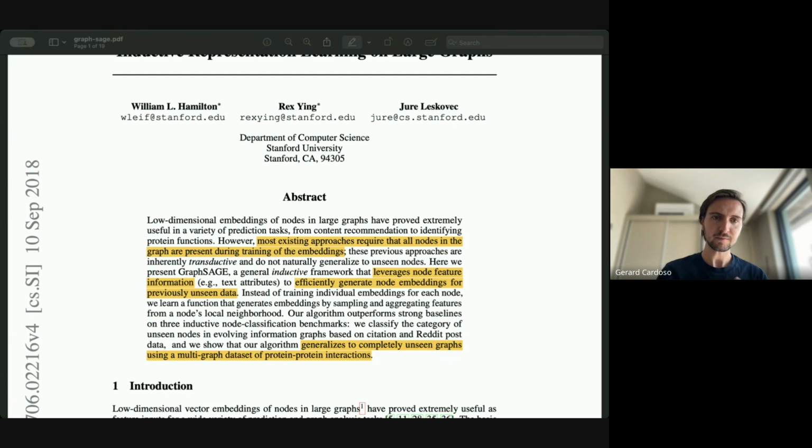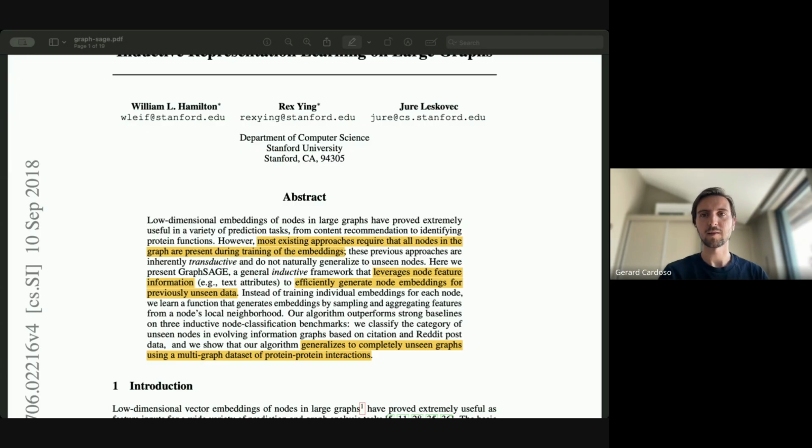And so what they do in this paper is they think about, rather than learning representations for individual nodes in one static graph, why don't we use this graph to learn sampling and aggregating functions that then can generalize to new graphs, or perhaps the same graph evolving with new nodes. And this would be the inductive method.